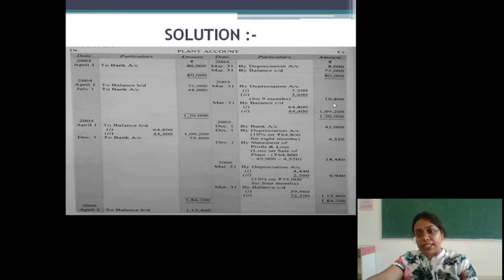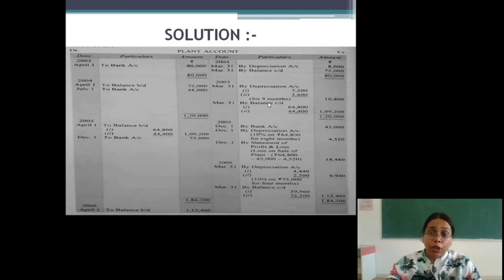We will total this and write this here. And after this we will deduct the depreciation amount from the cost of the asset, that is 72,000 minus 7,200. This will give us 64,800, and 48,000 we'll deduct 3,600 from 48,000. This will be 44,400. We'll also total this and write this here, and also this.